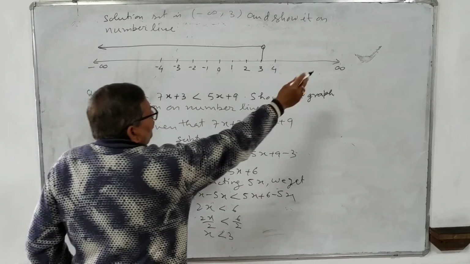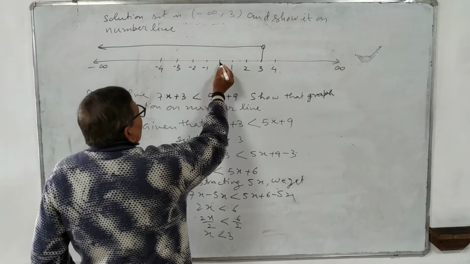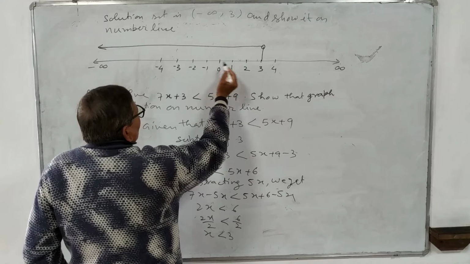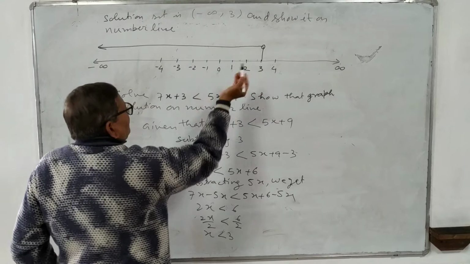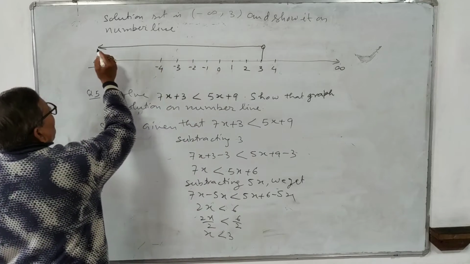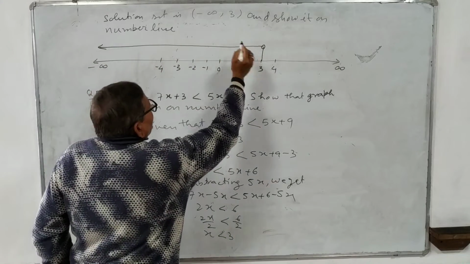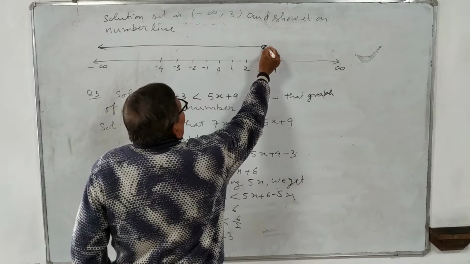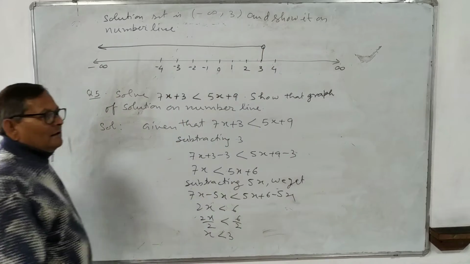So you draw a number line and mark 0 on it, and you take 1 and minus 1, 2 and minus 2, 3 and minus 3 at equal distance from 0, and your solution set is from minus infinity to 3, and 3 is not included in this interval. So you just make a small circle on it and leave it blank.